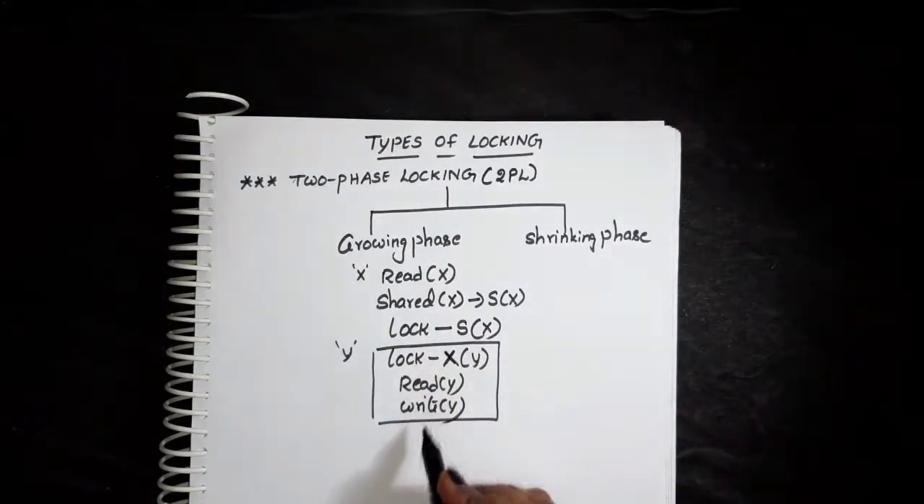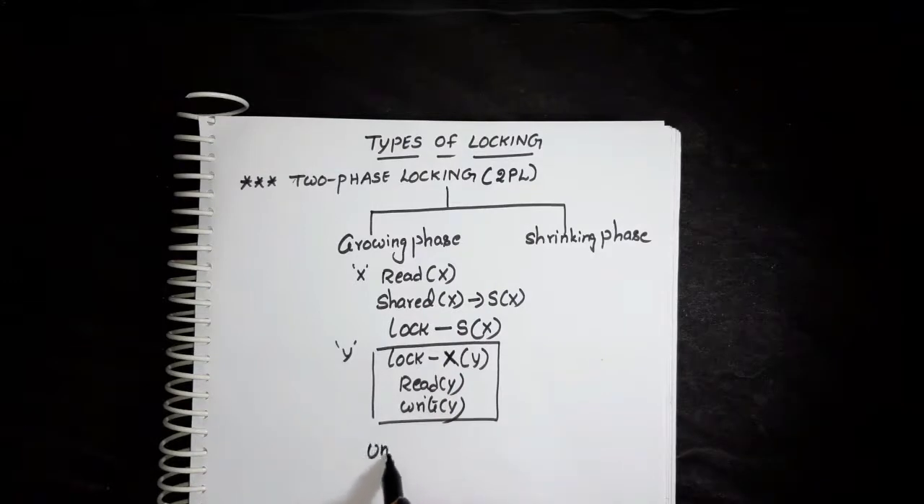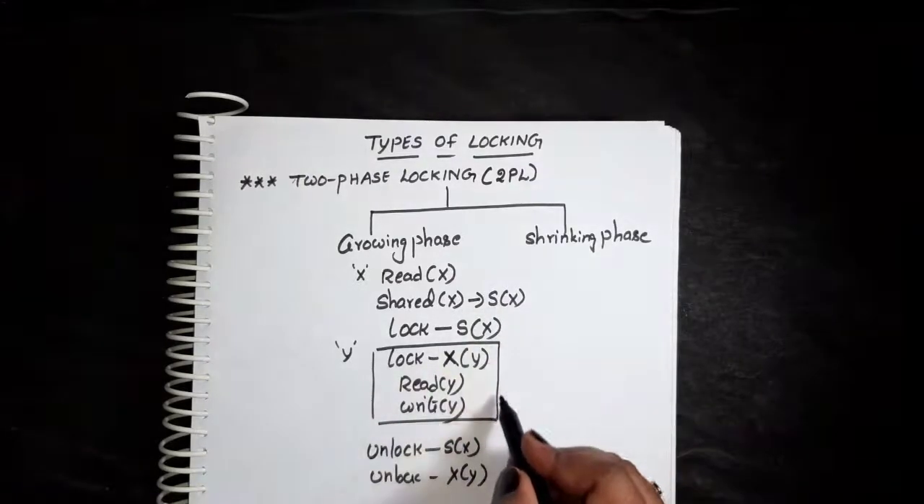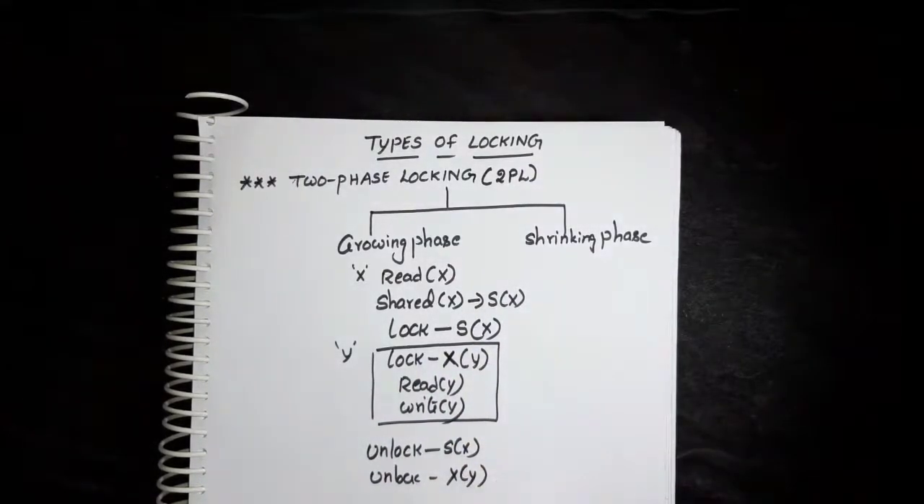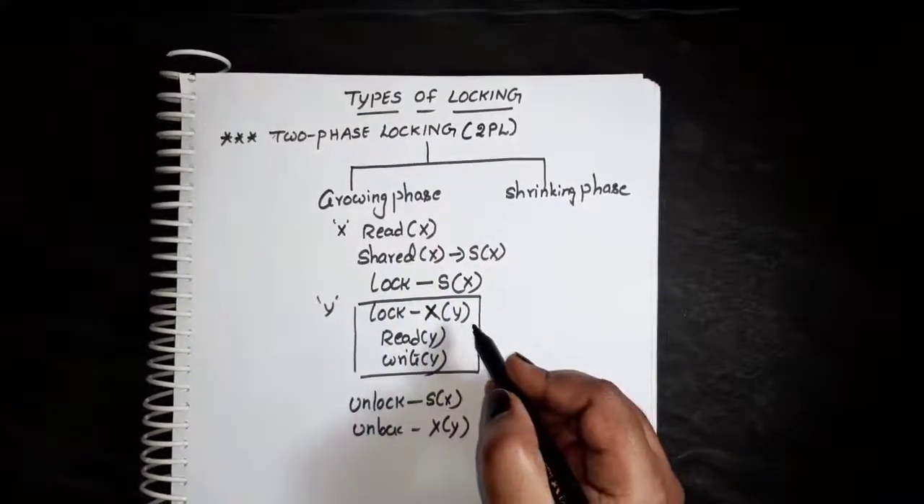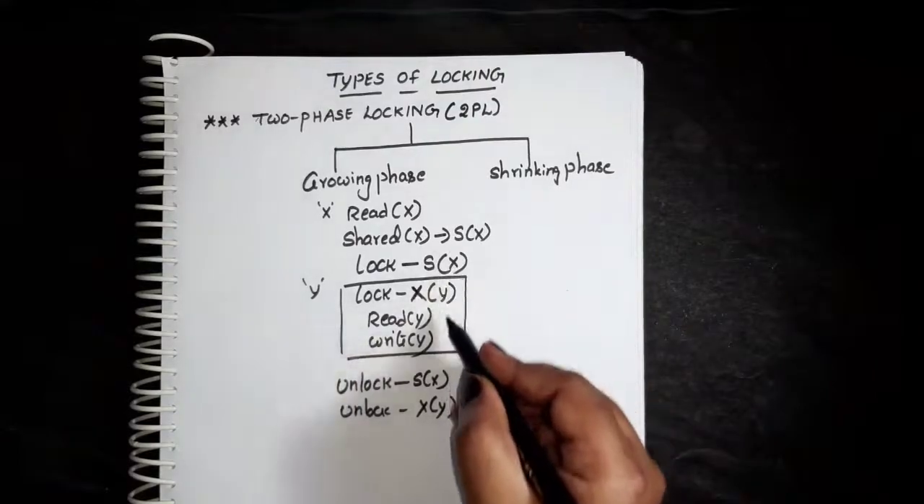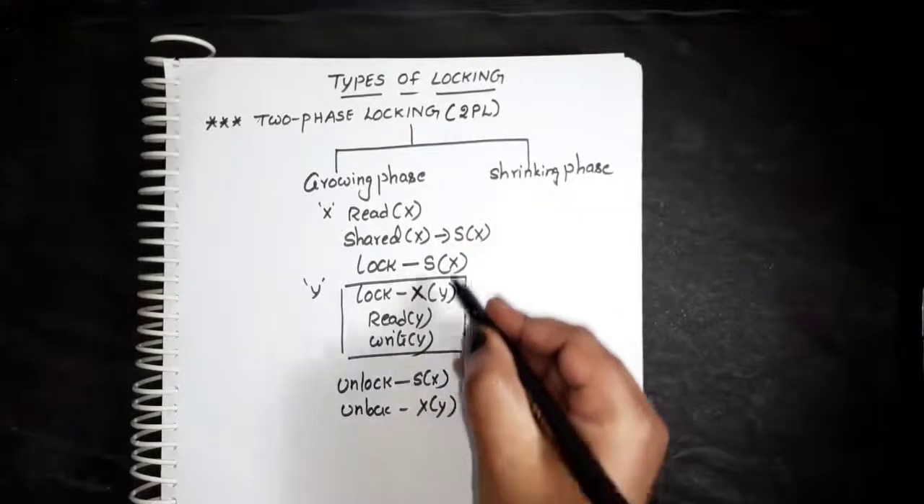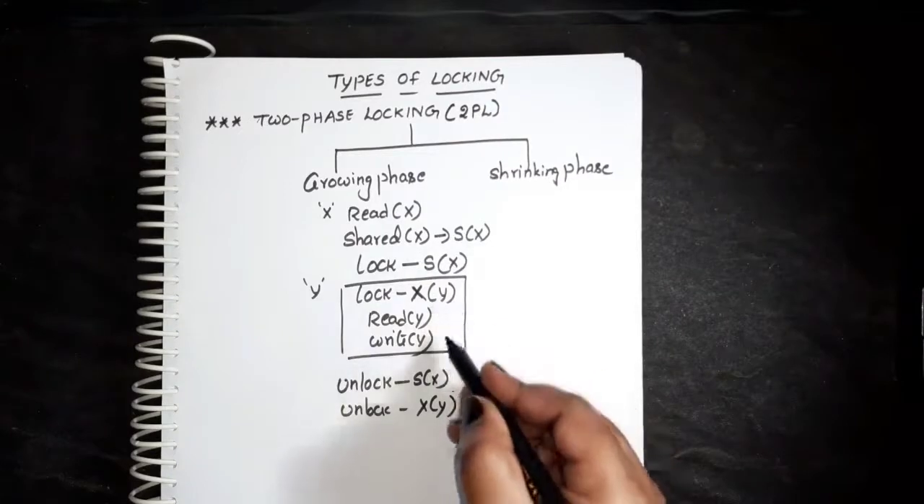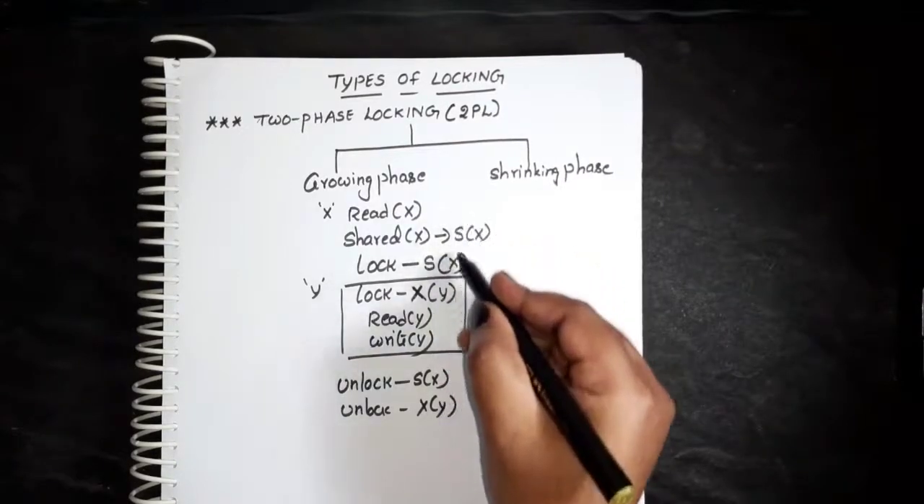After completion of both read and write operations, the last operation will be unlock. So unlock S of X, and similarly unlock X of Y, taking one more data item Y. Likewise, you may continuously obtain the locks and finally release the locks. In the growing phase, the transaction continuously obtains locks, placing them on different data items, and you can execute read and write operations on the different data items.